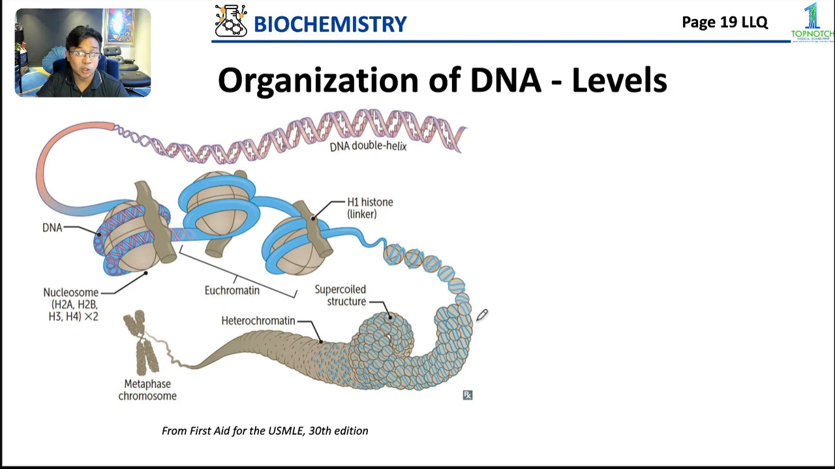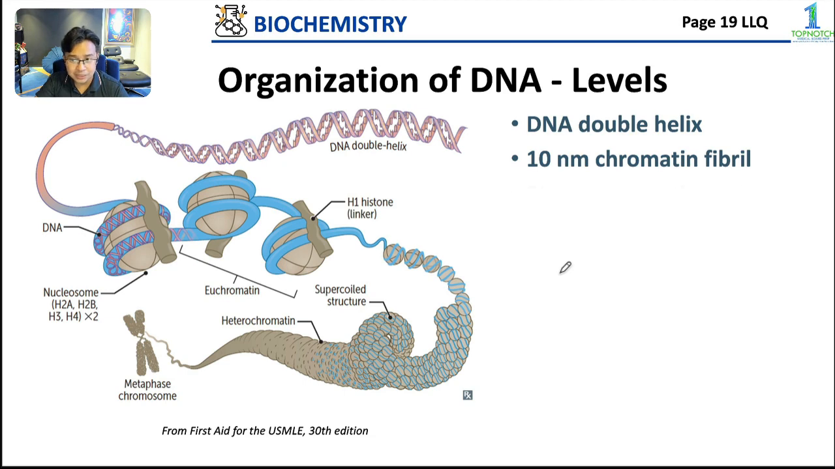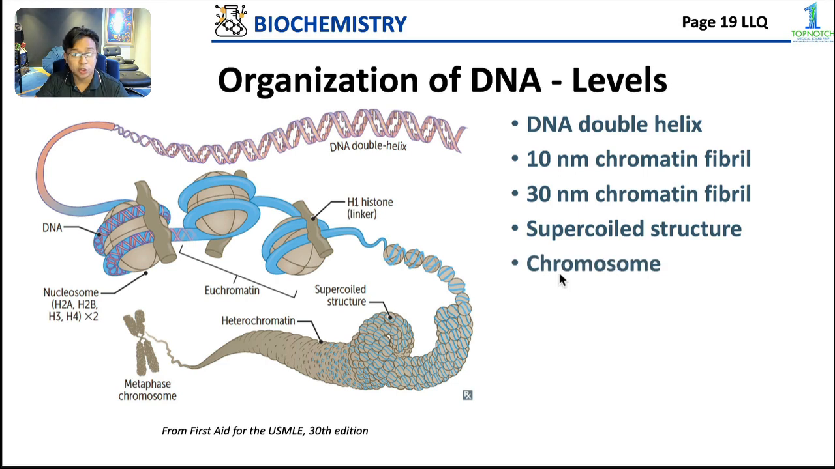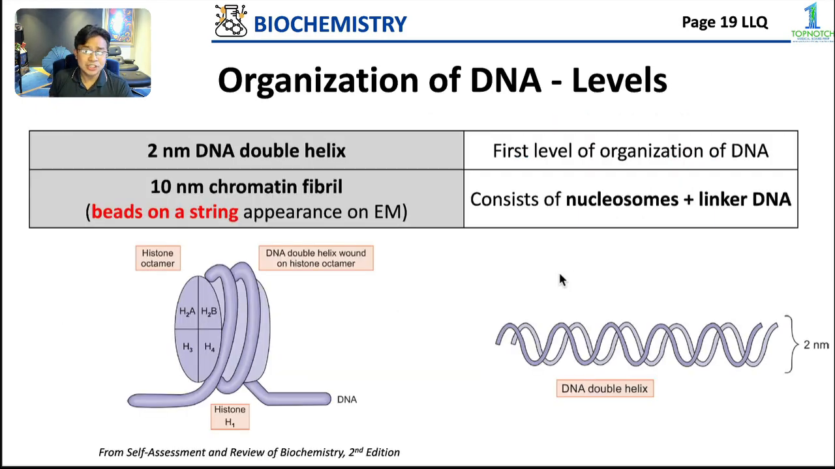1, they can be a DNA double helix. They can be compacted via a 10 nanometer chromatin fibril, 30 nanometer chromatin fibril, a supercoiled structure or a chromosome structure. The first level is having a 2 nanometer DNA double helix. That is the base structure of your DNA. Now, kapag nagkaroon ka ng beads on a string appearance on electron microscopy, you have here now your nucleosome structure, which is this one, plus a linker DNA. Ang tawag sa'yo ngayon ay 10 nanometer chromatin fibril.